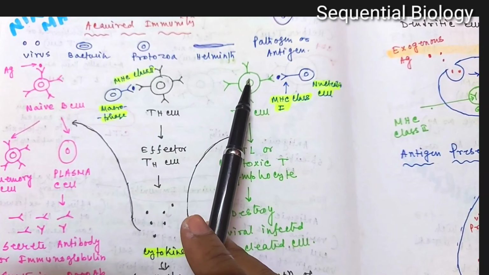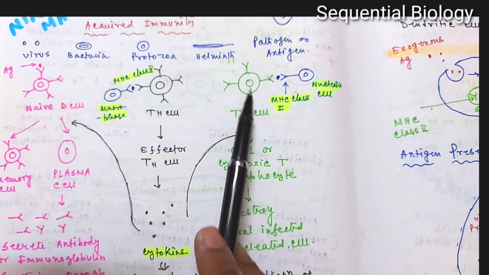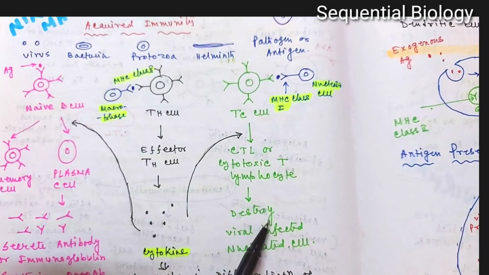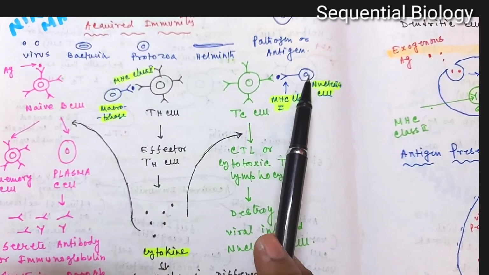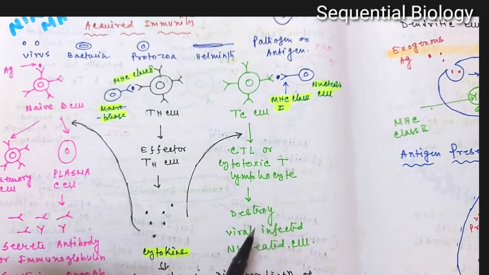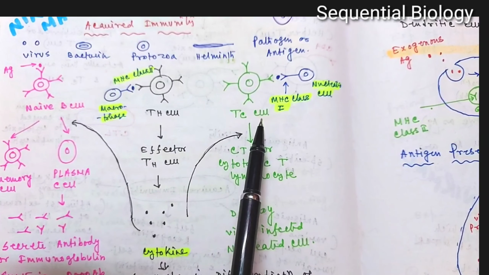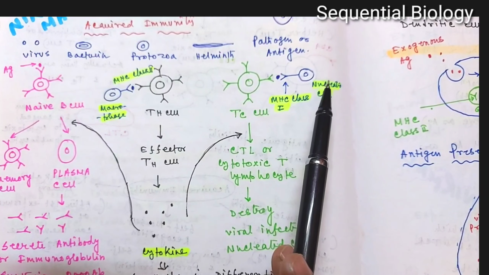Then the cytotoxic T cell will be differentiated into a cytotoxic T lymphocyte, and this cytotoxic T lymphocyte causes destruction of virus-infected nucleated cells. So the virus cannot reproduce inside the nucleated cell because the host cell dies with the help of the cytotoxic T lymphocyte. In this way the cytotoxic T cell causes the removal of the virus-infected cell, and so our body is protected from these viruses.